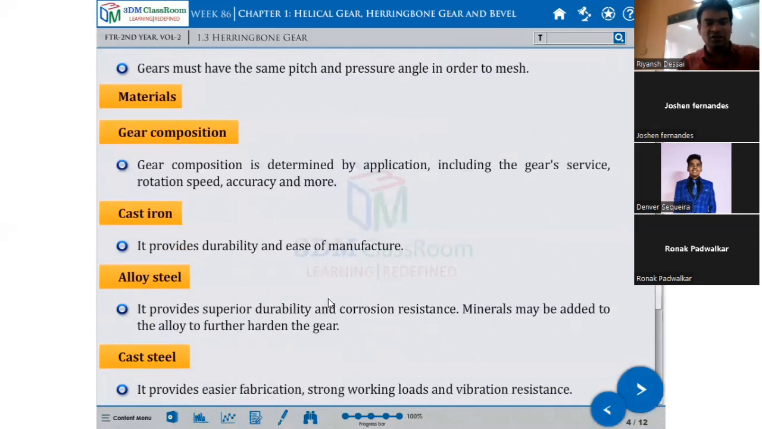First one is cast iron. It provides durability and ease of manufacturing. Okay? Alloy steel. It provides superior durability and corrosion resistance. Minerals may be added to the alloy to further harden the gear. So alloy steel mostly provides superior durability and corrosion resistance. This is very common. Special minerals are added in the alloy to further harden the gear.